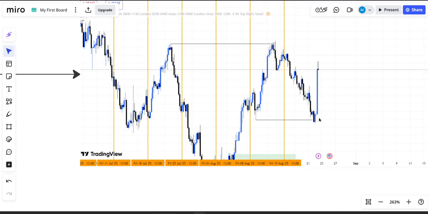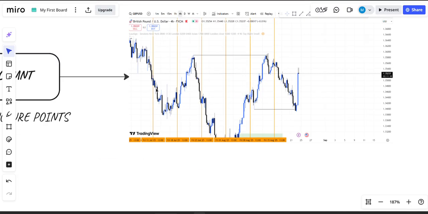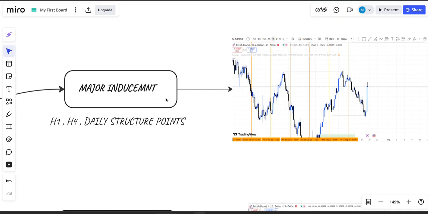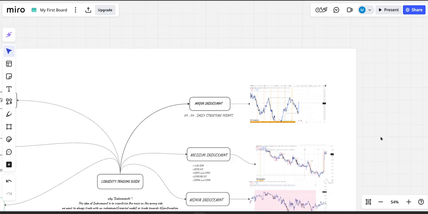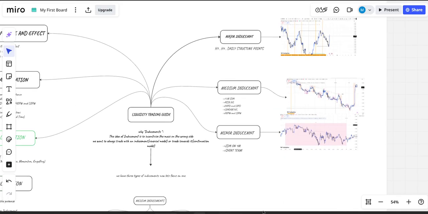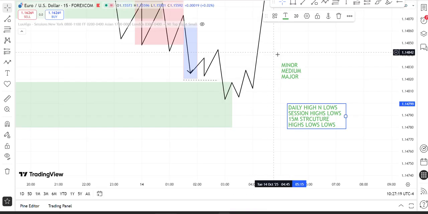So there will be a lot of liquidity below this. Once you take this, this is an H4 structure, right? Once you take out this and then see the momentum coming in, so good. So that's why it's named the major inducement. These are the three inducements I use. I use these inducements to give me a good entry. I'll show you an example right now.